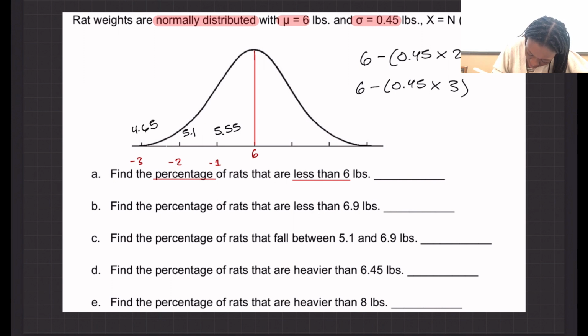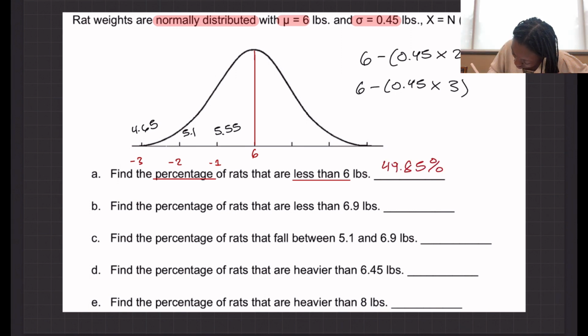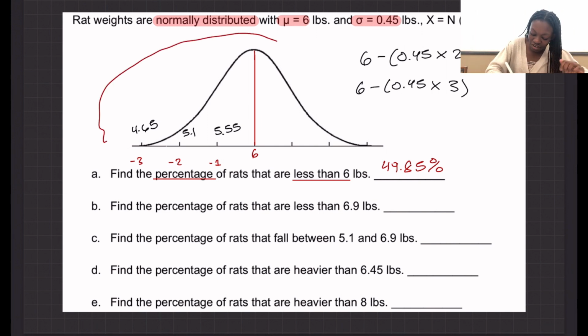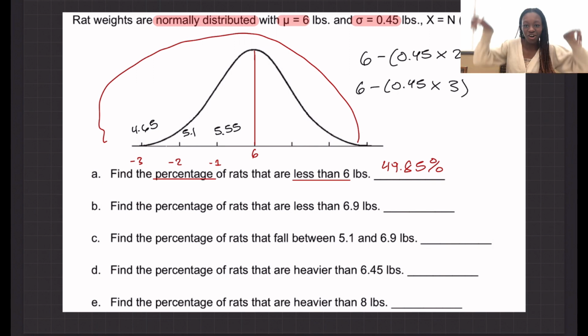And so all of these numbers are less than 6. So that means on the left side, all the way to 49.85% is less than 6. Now you're probably like, how did you figure out that it was 49.85% and not 99%? Well, 99% covers the entire curve. That was a terrible arch, but you get it.